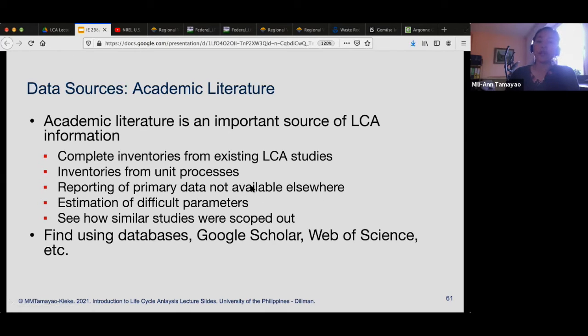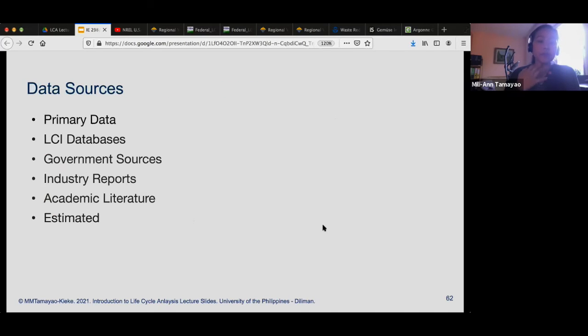Maybe there are studies that specifically focused on obtaining primary data for some processes that you might need in your study. Then there's estimation of difficult parameters, and you can also see how similar studies were scoped out, which can then help you in deciding how you will scope out your study as well. And you can of course find this using databases. If you look at the metadata, you can probably find the sources there. Some of the sources could be from literature, or you can just directly search through Google Scholar or Web of Science, etc. And then of course you can come up with your estimation techniques.